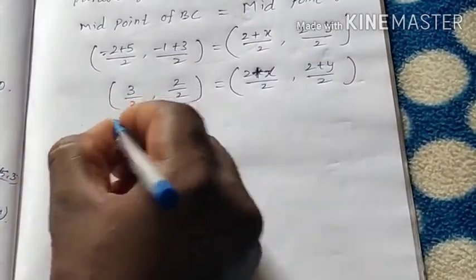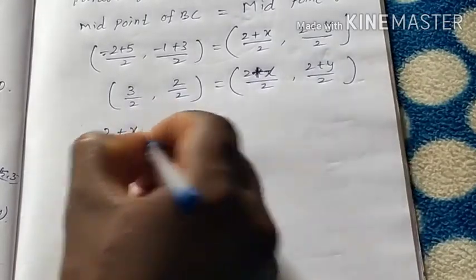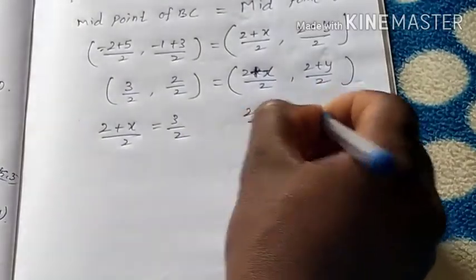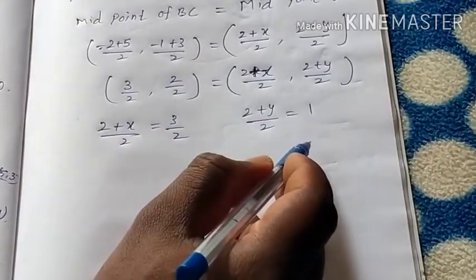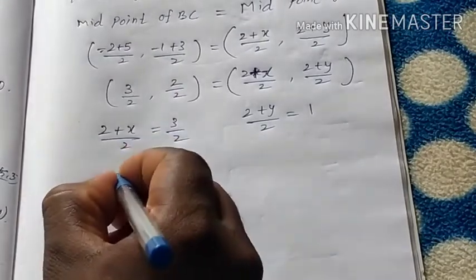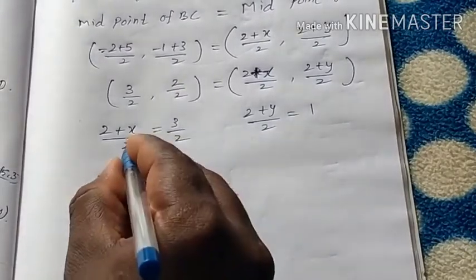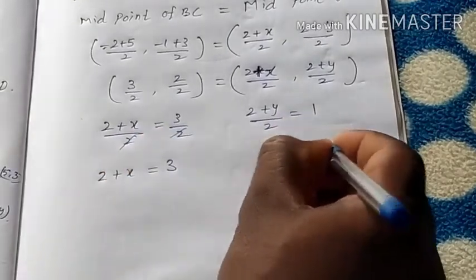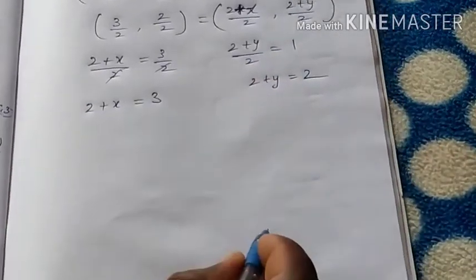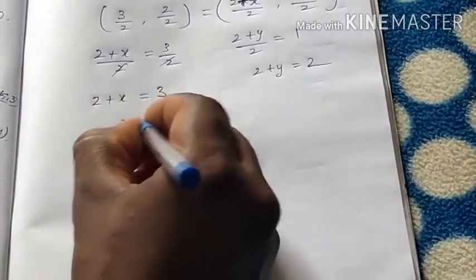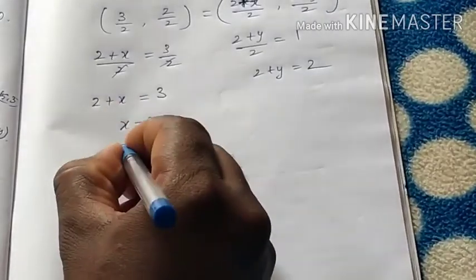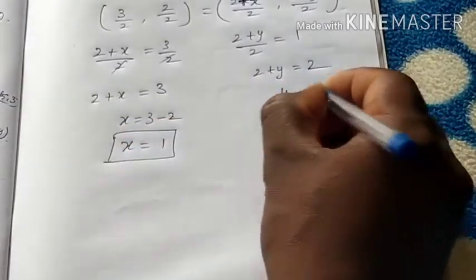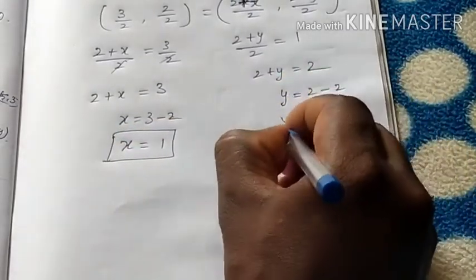Equating the like coordinates, (2 + x)/2 equals 3/2. In the same manner, (2 + y)/2 equals 1, because 2 by 2 is 1. The 2s cancel, so 2 + x equals 3, and 2 + y equals 2. Transposing, x equals 3 minus 2, which is 1. In the same manner, y equals 2 minus 2, which is 0.